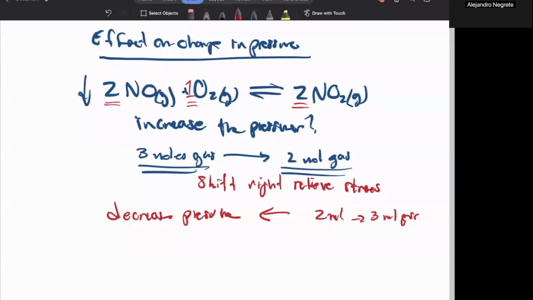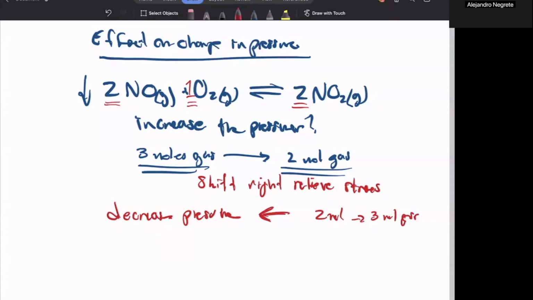So when we think about decreasing the pressure, we can also think of it this way: in order to restore the pressure, we're going to increase the number of moles there. The more moles we have, we can maintain the pressure that it had before.